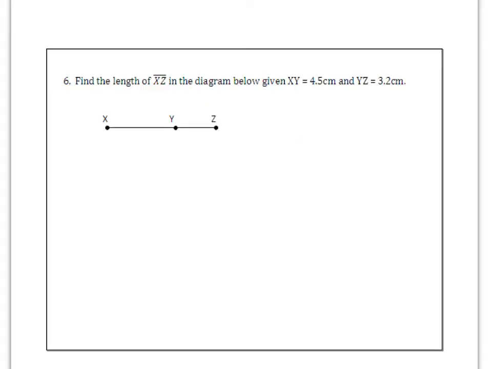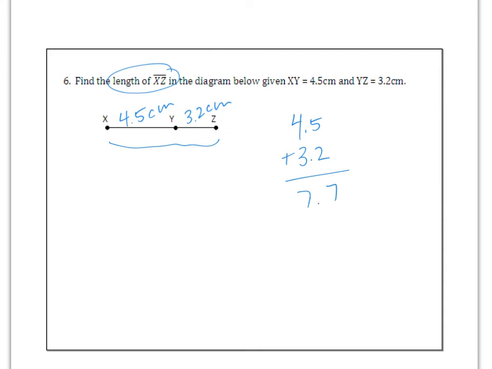So here's a simple example. Find the length of segment XZ in the diagram below, given that XY is 4.5, or the distance from X to Y is 4.5 centimeters, and the distance from Y to Z is 3.2 centimeters. Well, if I'm supposed to find the length of the segment XZ from here to here, I'm just going to add those two numbers together. So 4.5 plus 3.2 is 7.7. If they have labels in their question, you should have labels in your answer. So 7.7 centimeters.